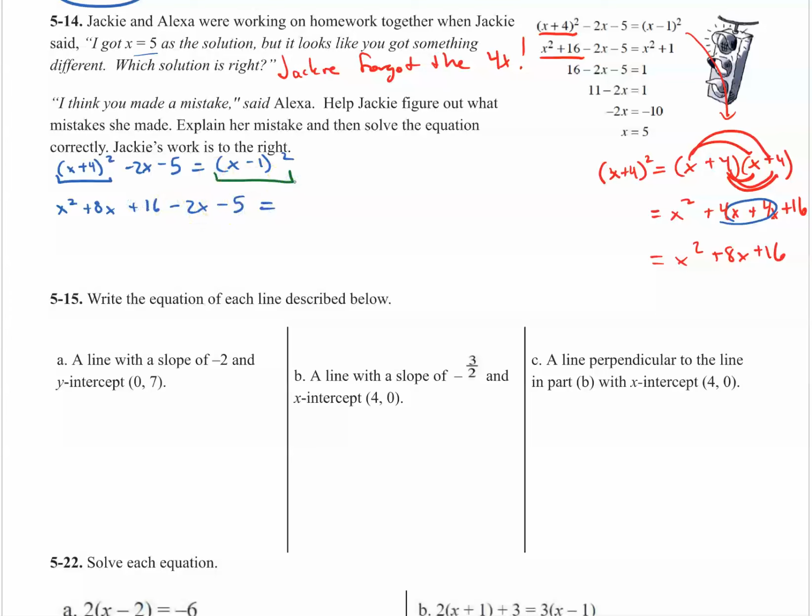To find out what (x - 1)² becomes, we need to go through the same process. (x - 1)(x - 1). When you square a number, you multiply it by itself. And then you can draw the box or use FOIL. x times x is x². x times negative 1 is negative x. Negative 1 times x is negative x. And negative 1 times negative 1 is plus 1.